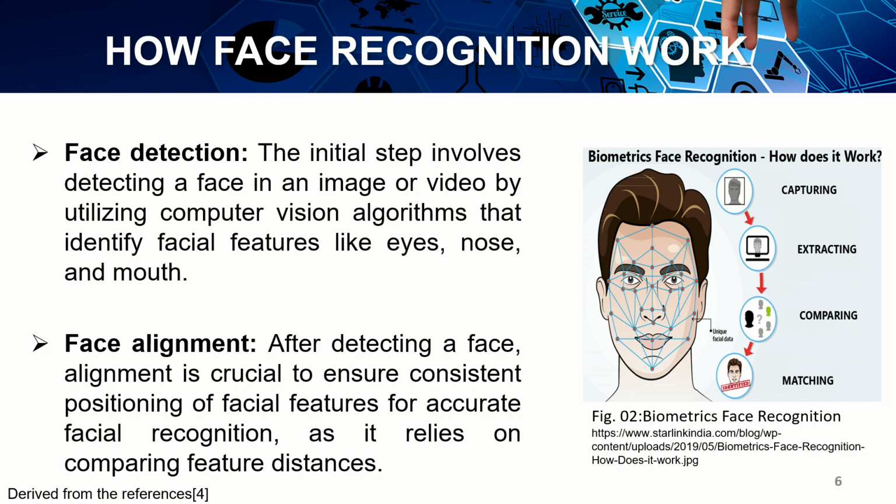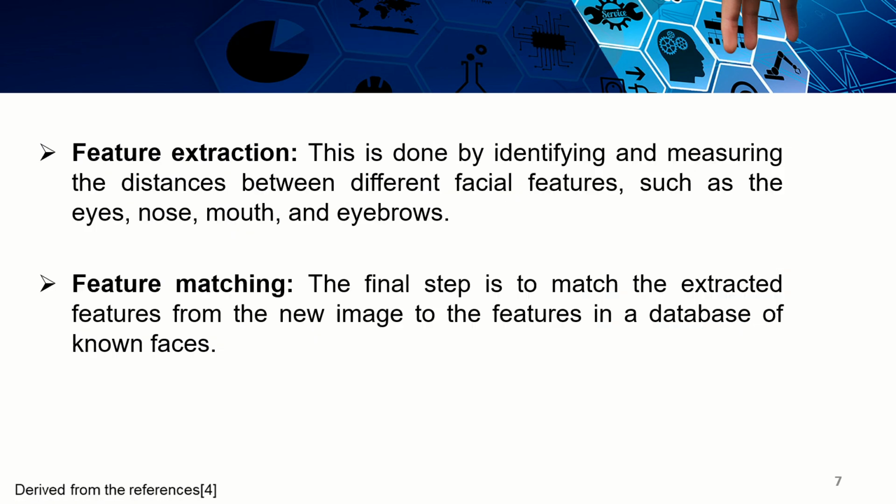In face alignment, after detecting a face, alignment is crucial to ensure consistent positioning of facial features for accurate recognition, as it relies on comparing feature distances. In feature extraction, this is done by identifying and measuring the distance between different facial features such as eyes, nose, mouth, and eyebrows. And in feature matching, the final step is to match the extracted features from the new image to features in a database of known faces.